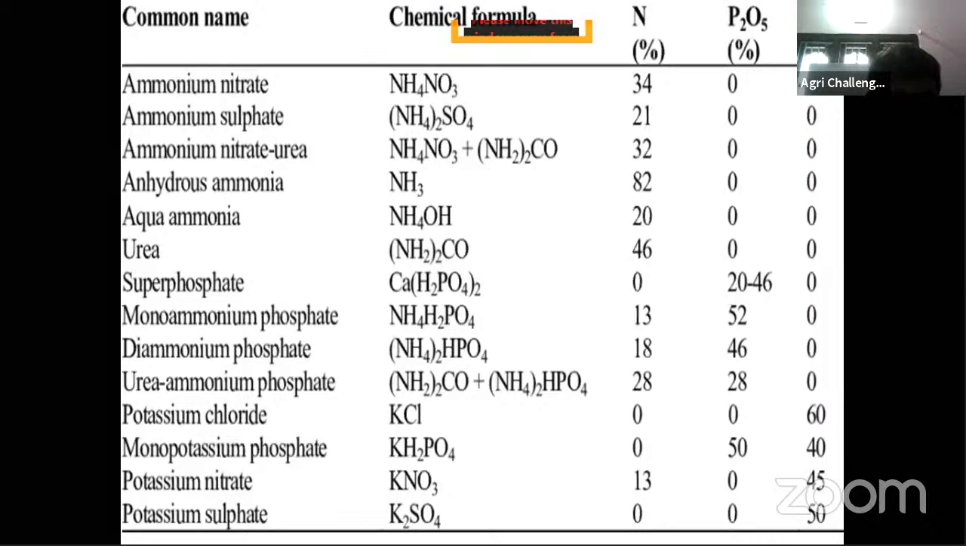Then coming to superphosphate. Superphosphate's phosphorus content, P2O5 content, is 20 to 46%. Coming to phosphorus, available forms of phosphorus differ based on the soil pH.